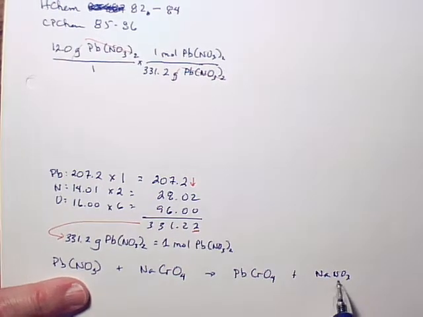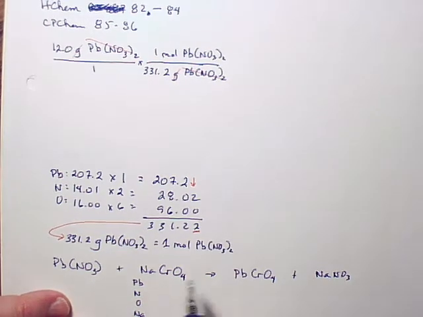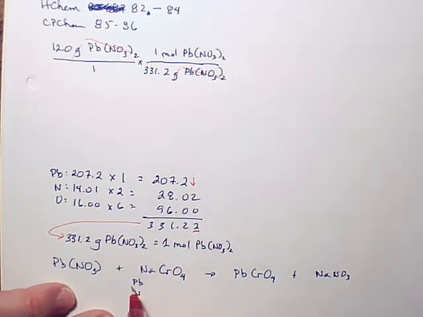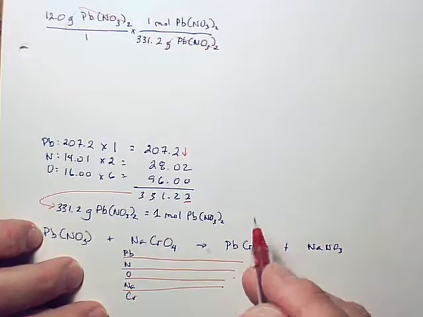Sodium has a 1 plus charge, and nitrate has a 1 negative charge, and you're supposed to memorize certain polyatomic ions. You should know that one has a 1 negative charge. So that's balanced. What we have to do is balance the equation now. So we have lead, nitrogen, oxygen, sodium, and chromium. I'm going to make a kind of grid here for what we call an atom inventory.